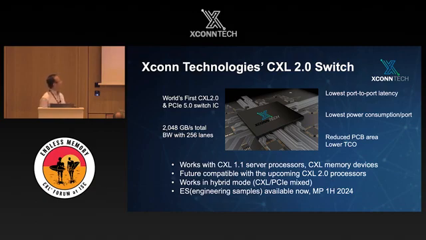The switch we have has the largest lane count. This switch has a total of 256 lanes, and the total switching capacity reaches 2 terabytes per second. At the beginning of the design, we targeted CXL as our main application, and the data center and all this AI computing as our main market for this switch IC.